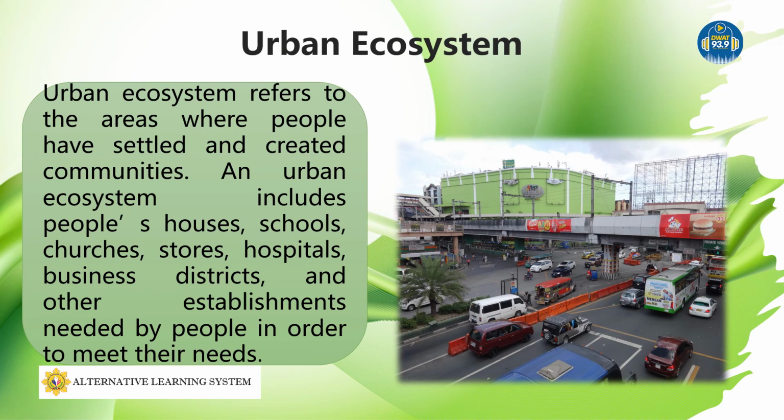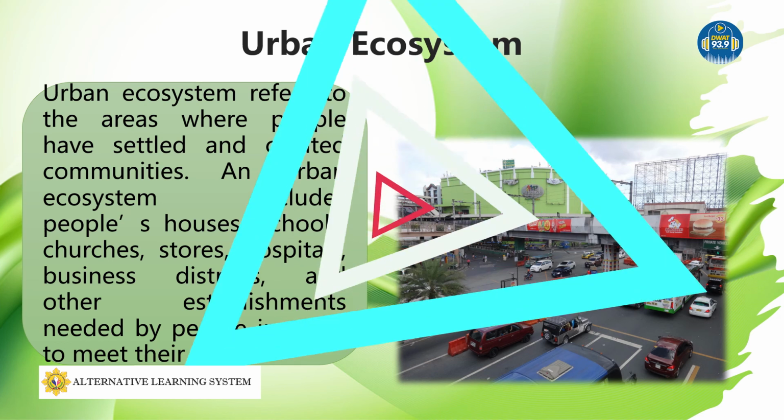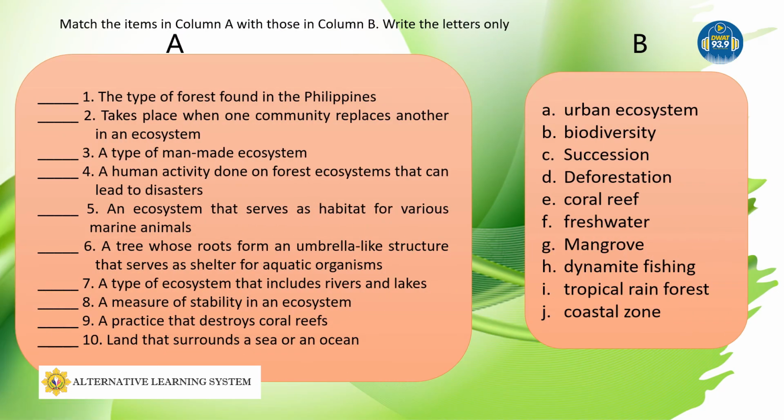Urban ecosystem. Urban ecosystem refers to the areas where people have settled and created communities. An urban ecosystem includes people's houses, schools, churches, stores, hospitals, business districts, and other establishments needed by people in order to meet their needs. Let's have an activity.